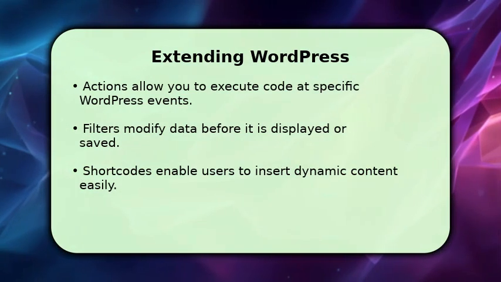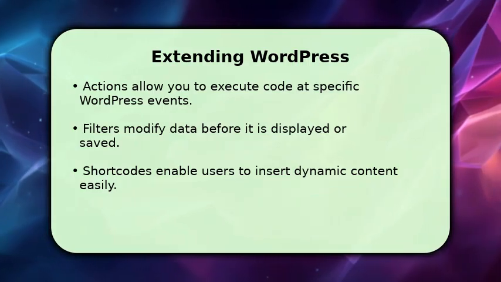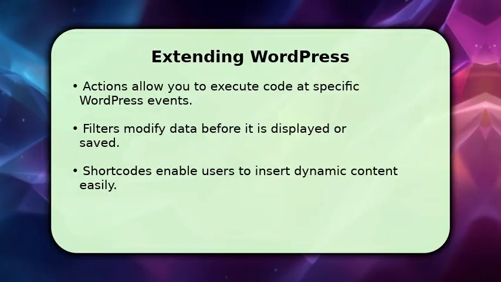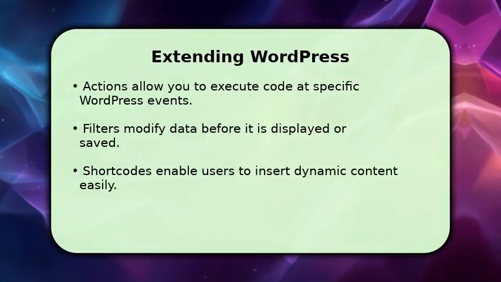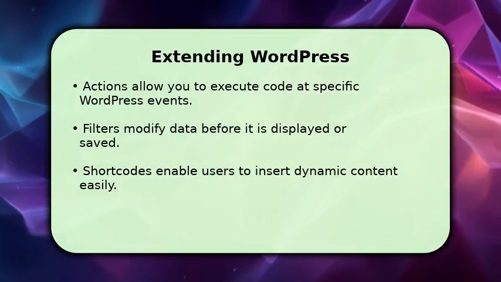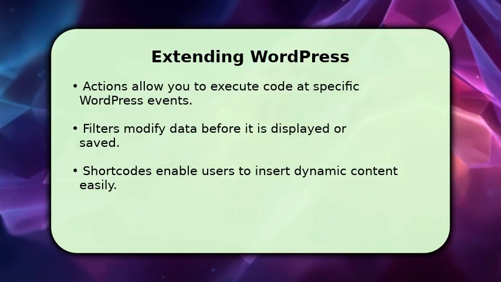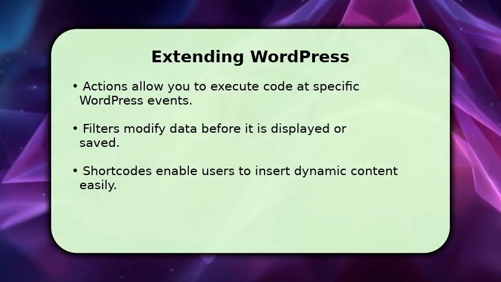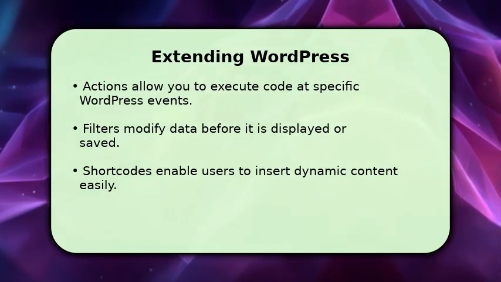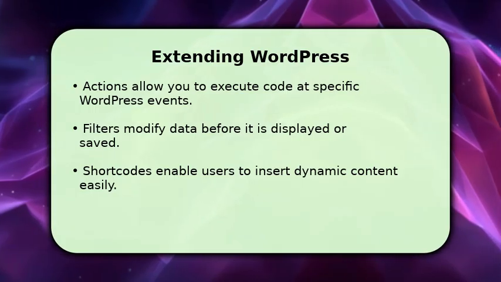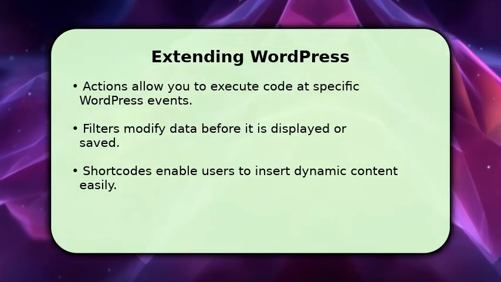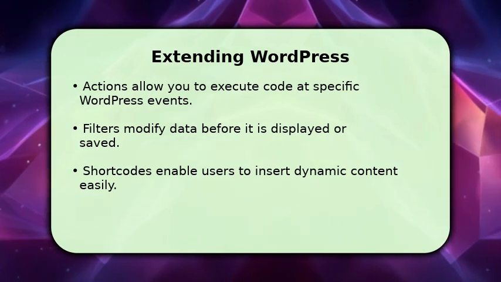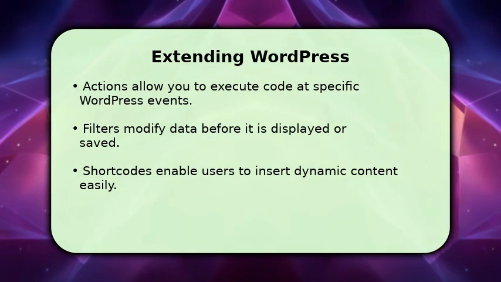Now, let's explore how to add functionality using WordPress's powerful hook system. Actions let you run your code at specific points during WordPress execution, like when a post is saved or a page loads. Filters, on the other hand, allow you to modify data before it's used or displayed, such as changing post content or titles. Additionally, shortcodes provide a simple way for users to embed dynamic content into posts or pages using a simple tag, like my shortcode.